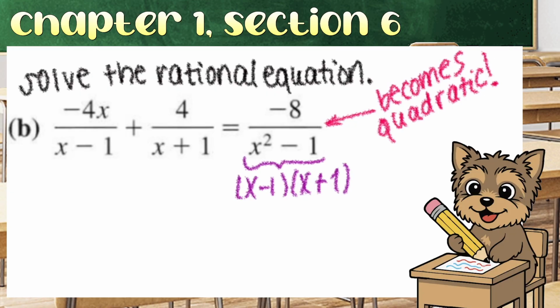These denominators already appear in the problem. X minus 1 is right there and x plus 1 over there. So my lowest common denominator will be the product of x minus 1, x plus 1. So that is what I'm going to multiply everything by.